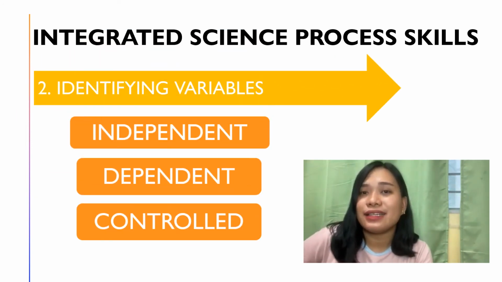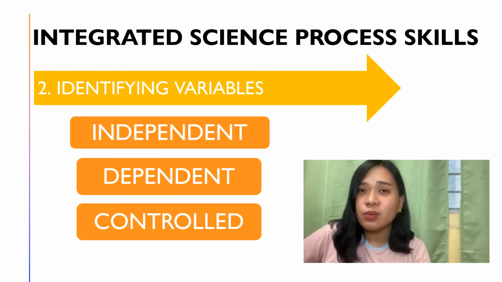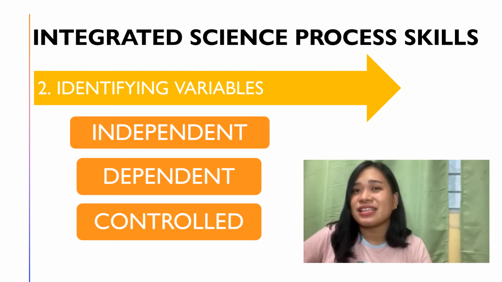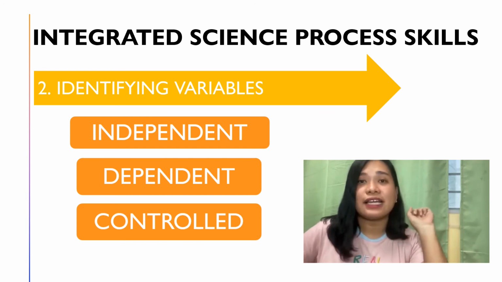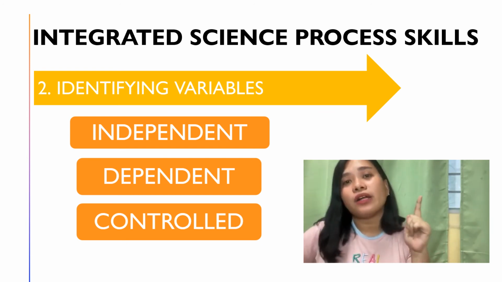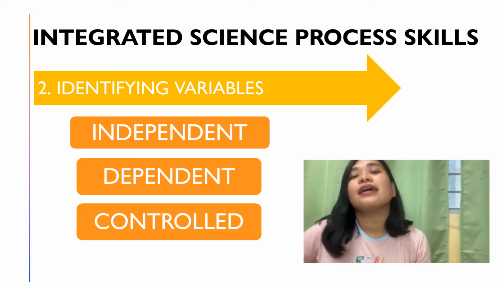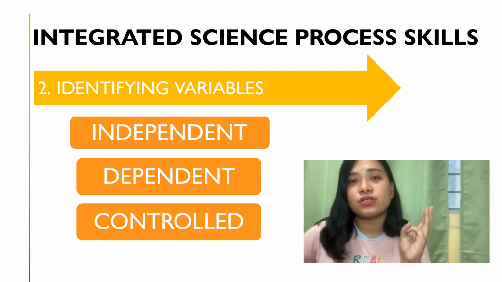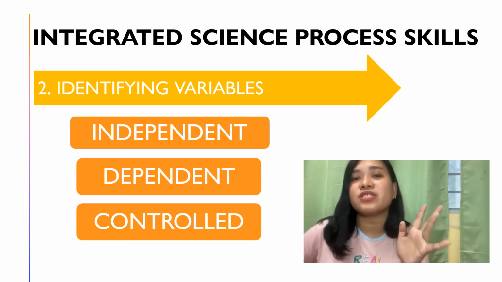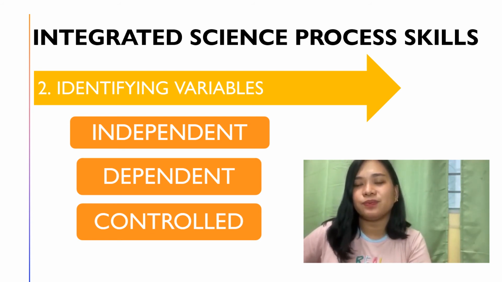Next is identifying variables. Variables are factors that are present in an experiment. We have three kinds of variables. We have the independent variable, or simply the cause, the dependent variable, or simply the effect, and the controlled variable, which are being kept constant in a certain experiment.